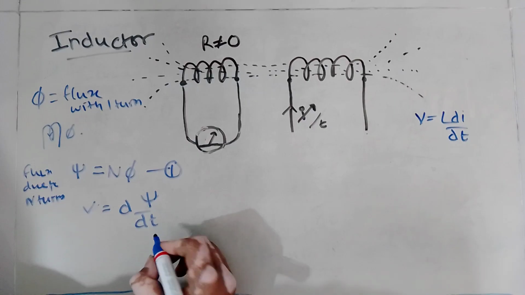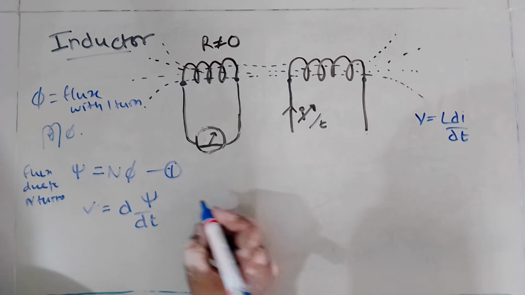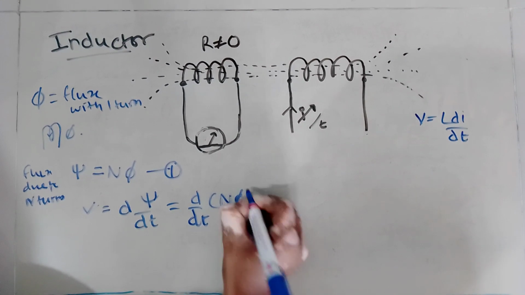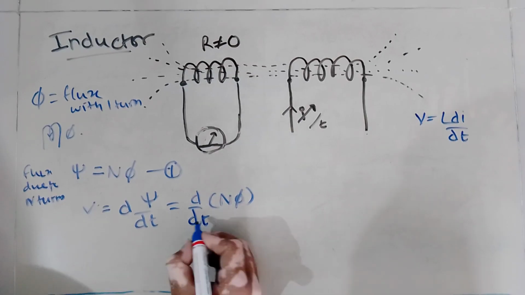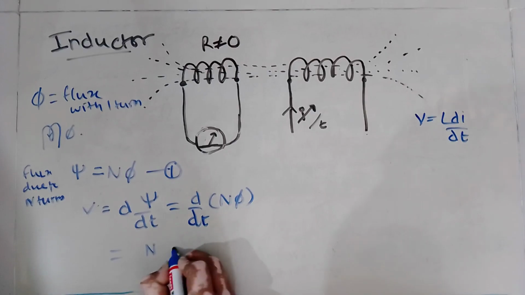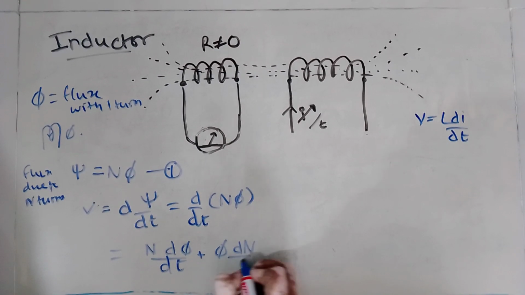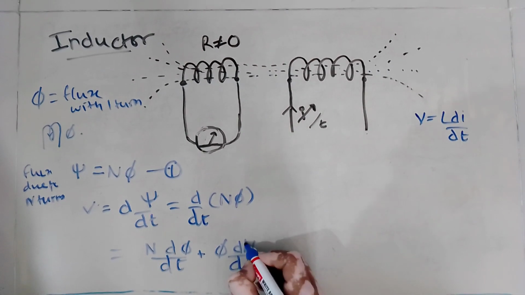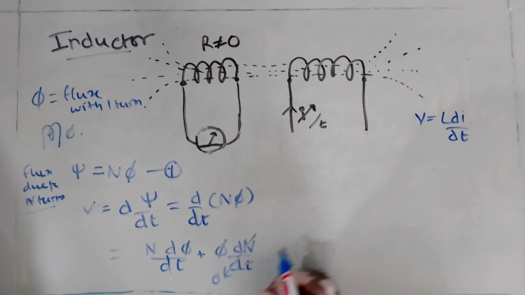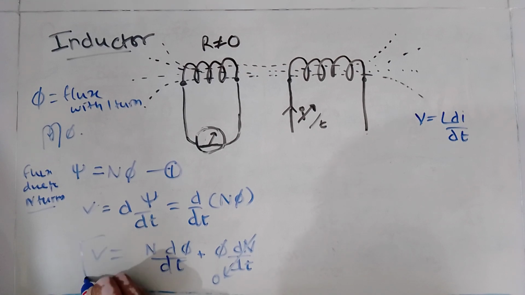Now we can also say, by replacing this value with this, V is equal to d by dt of N phi. And when we open the brackets of the differentiation, you get N d phi by dt plus phi dN by dt by the product rule. Now this N is constant. Number of turns cannot be changed, it is constant, so this term tends to 0, and so V is equal to N d phi by dt.